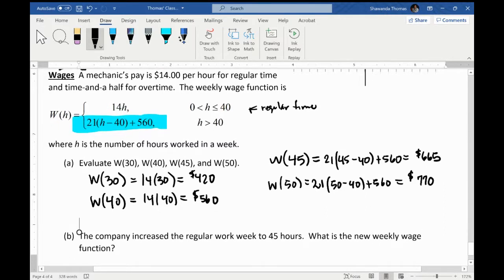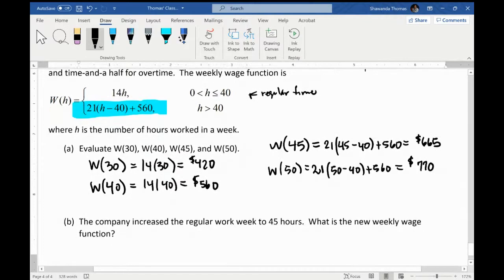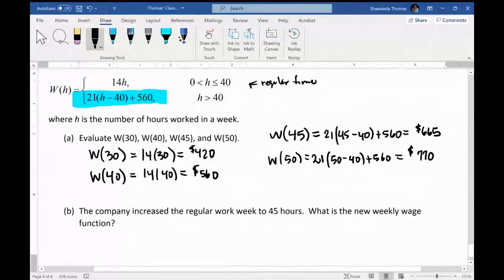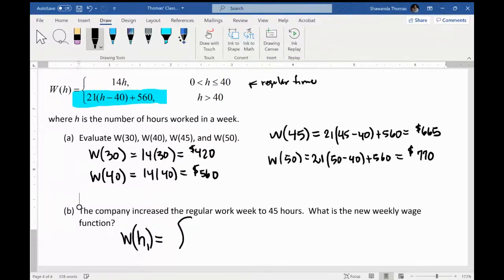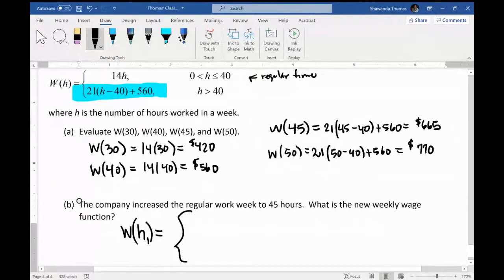Now we're going to see if we can come up with a function based on this new information. What if the company increased the regular work week to 45 hours? What is the new weekly wage function? So we're going to change this function. We're going to call it H sub 1 or something. We're going to change the look of it based on this information. What would change?